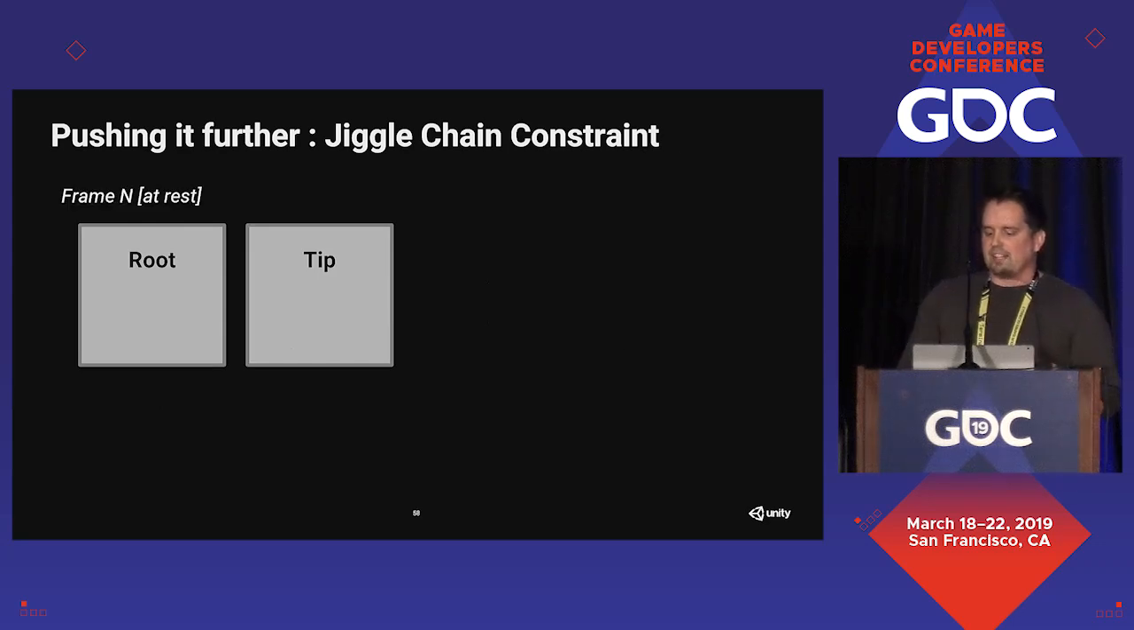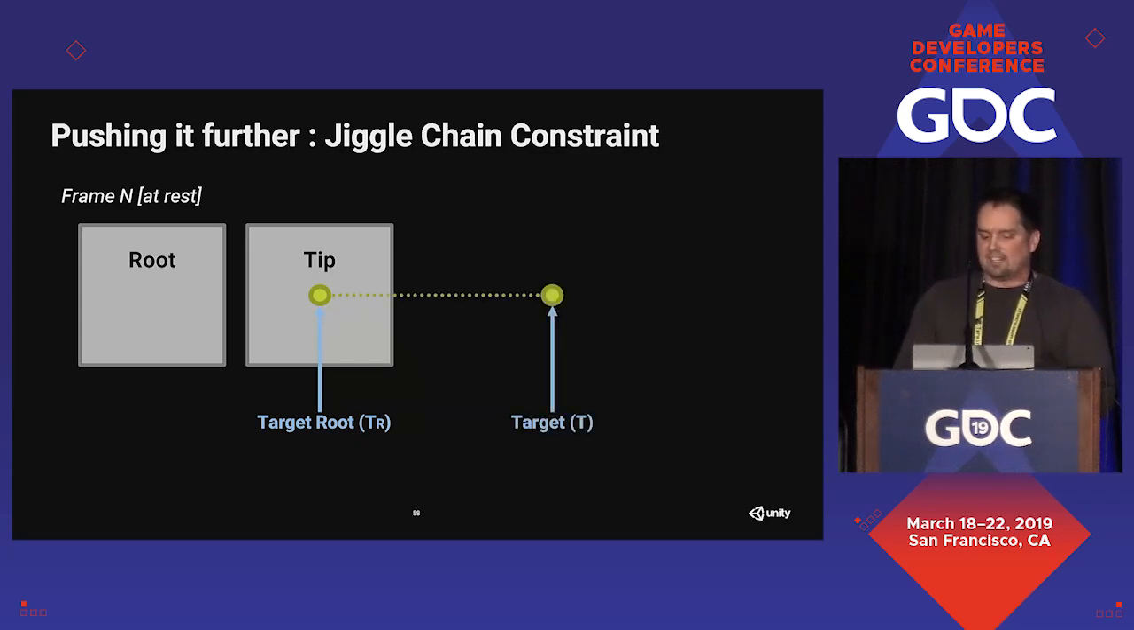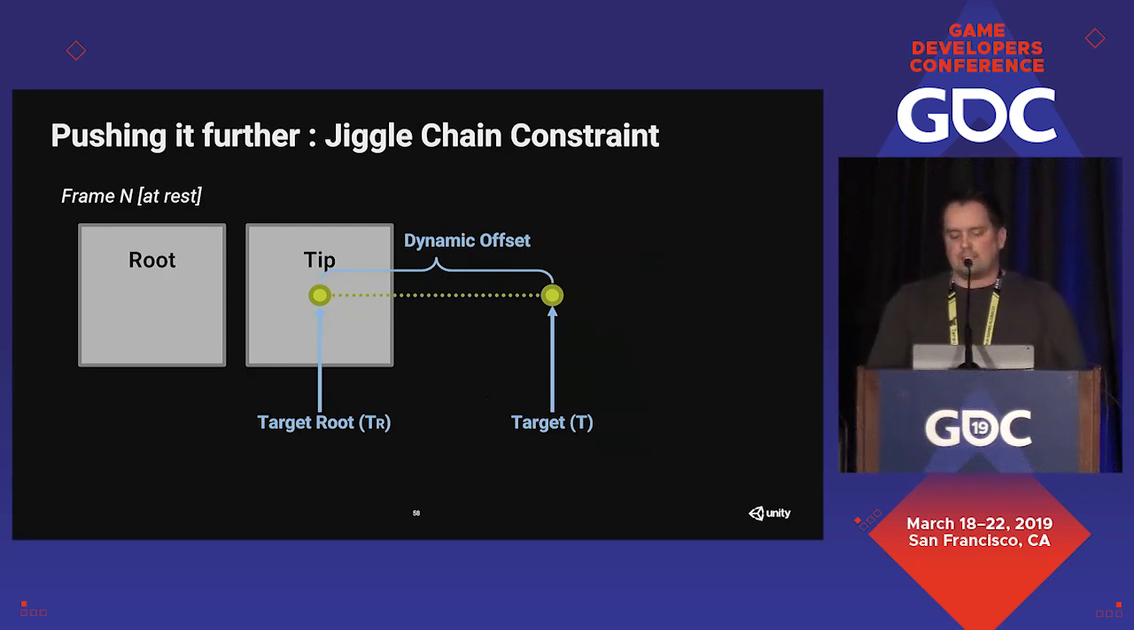Let's look at the chain hierarchy at rest configuration. From the position of the tip object, which we'll call target root, we'll extrude a target position given a dynamic offset and direction. We'll initialize a particle composed of a mass, position, and velocity at this extruded target location.